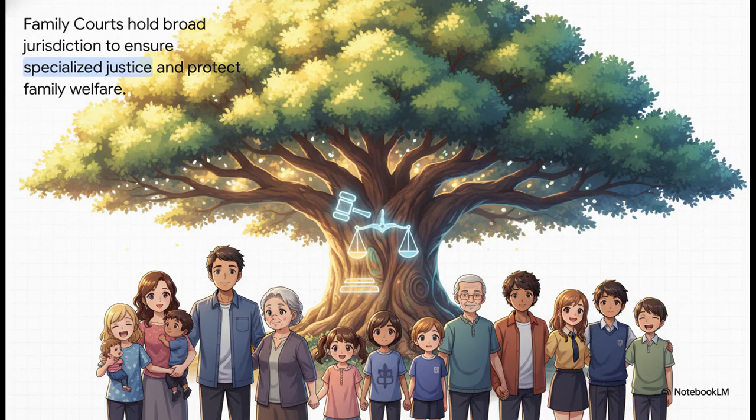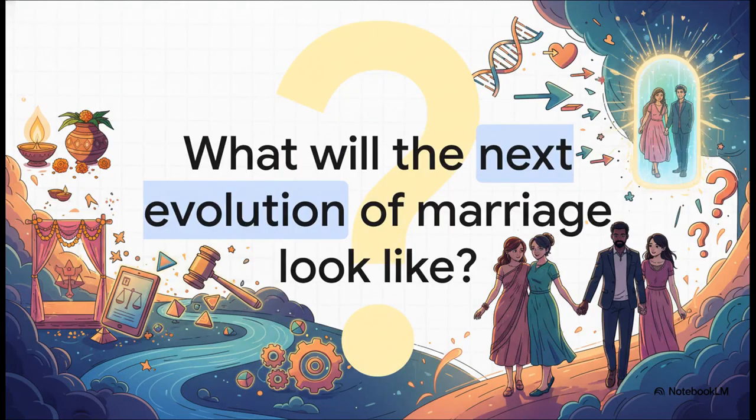So, we've seen how Hindu marriage has transformed from this unbreakable ancient sacrament into a modern statutory right, completely shaped by landmark rulings in these specialized courts. Which leaves us with a final thought to chew on. If modern law perfectly balances individual liberty with family preservation right now, what will the next evolution of marriage look like? How are future shifts in society going to continue shaping these ancient yet modern laws?